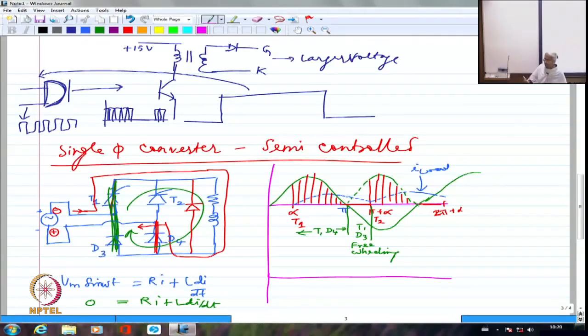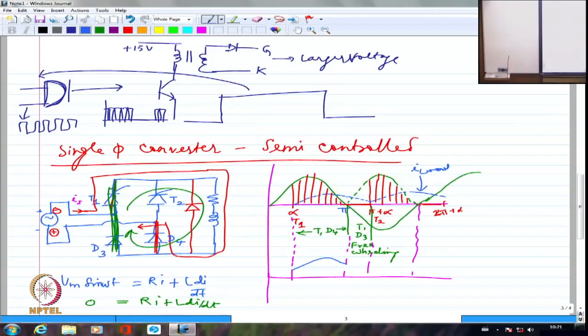Now if I look at the supply current, from here it is T1 and D4. So I am going to have exactly whatever is the DC side load current, the same thing will come. Right? It is exactly the same waveform that I have drawn, I have taken as it is.